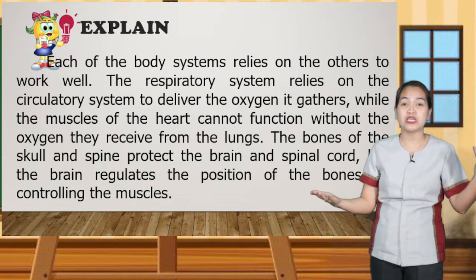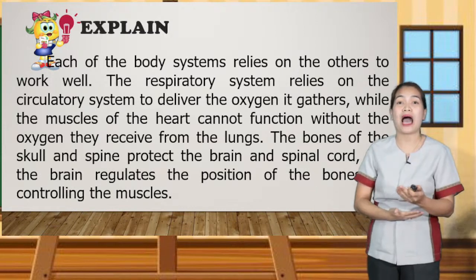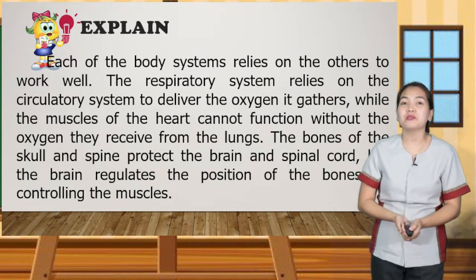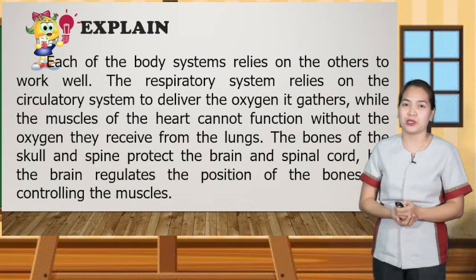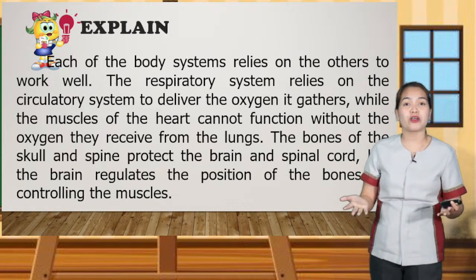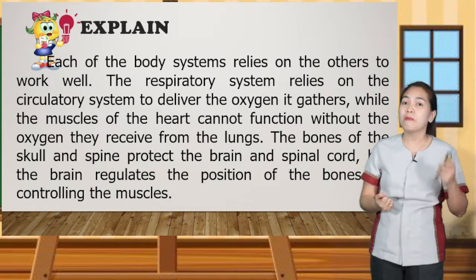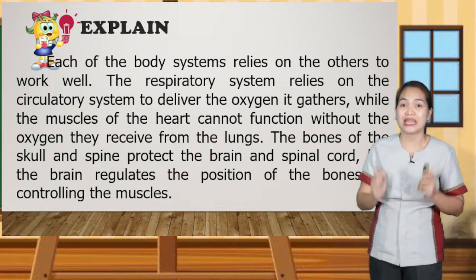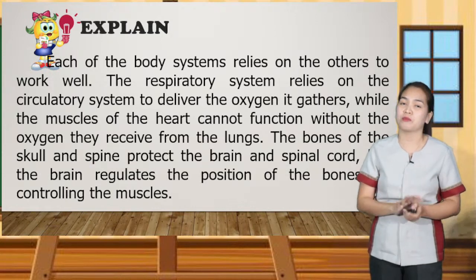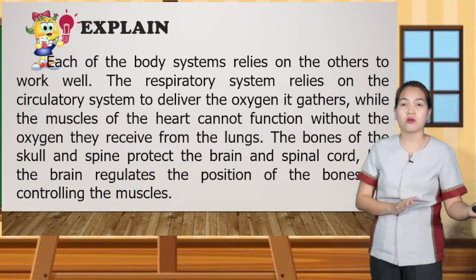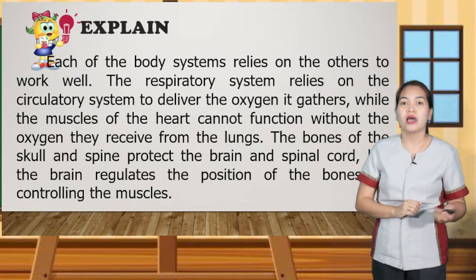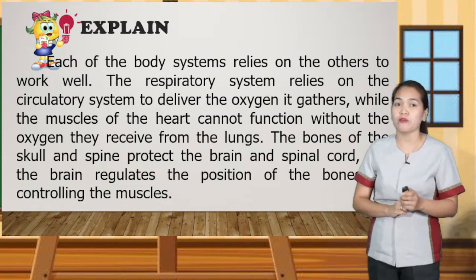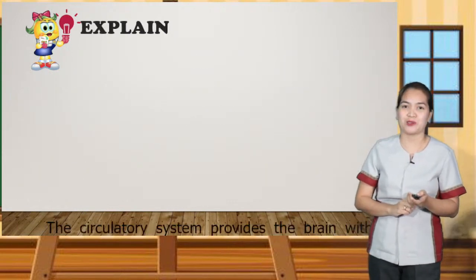So we need each other to work on. And that is also how body systems work. The respiratory system relies on the circulatory system to deliver the oxygen it gathers. Well, the muscles of the heart cannot function without the oxygen that they receive from the lungs. The bones of the skull and spine protect the brain and spinal cord. But the brain regulates the position of the bones by controlling the muscles.